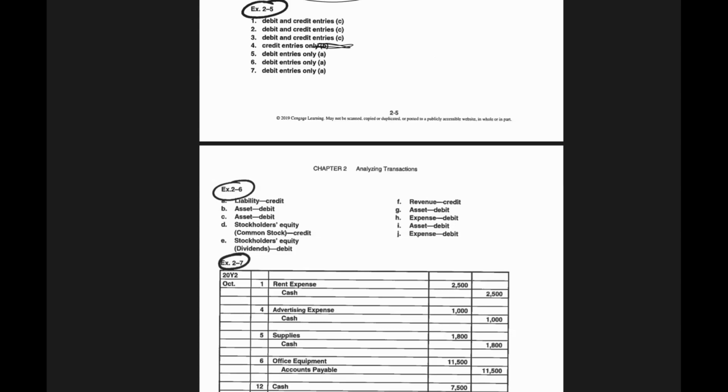Letter D, common stock, that's equity, it's a credit. Letter E, dividends, it's in your equity section, it's a debit. Fees earned, it's revenue, so it's a credit. Land, asset, debit. Expense, expense is a debit. Supplies is an asset, debit. And utilities expense is on the income statement as an expense, therefore it is a debit. We will take a break here for a minute and we'll resume here on the next video.